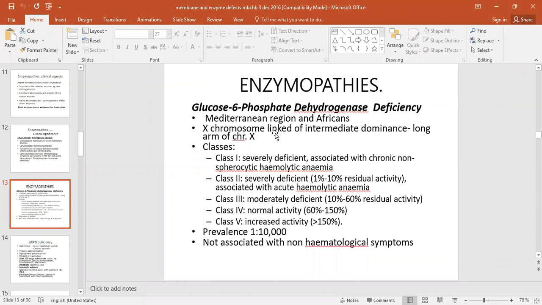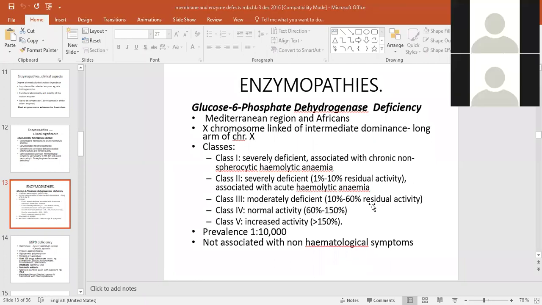In terms of classification of this particular enzyme, you will notice that you have class 1, where there is severe deficiency of this particular enzyme, and it is associated with chronic non-spherocytic hemolytic anemia. So spherocytes basically are small round cells with almost no area of central pallor, and this particular enzyme disorder, especially this class, tends to be non-spherocytic. But there is, for sure, hemolysis.